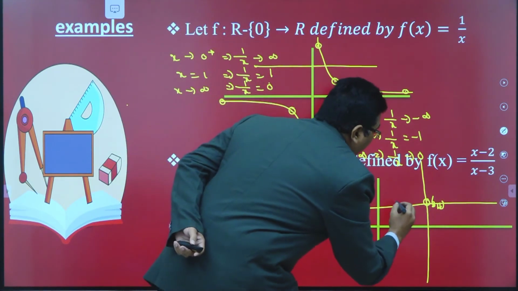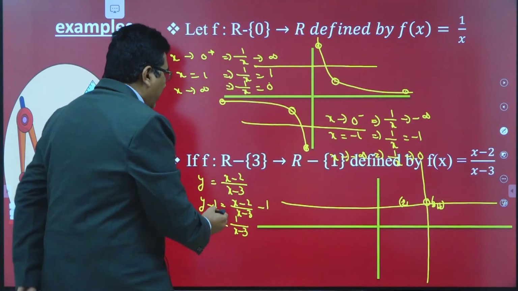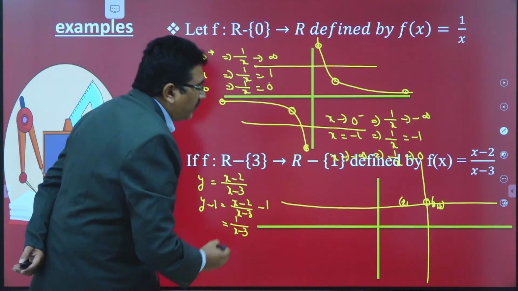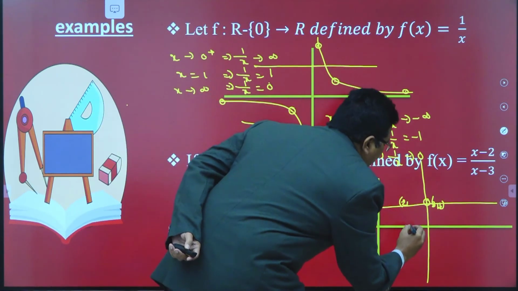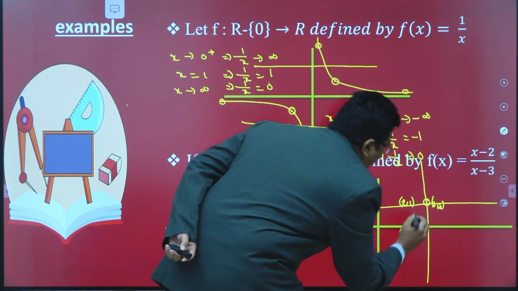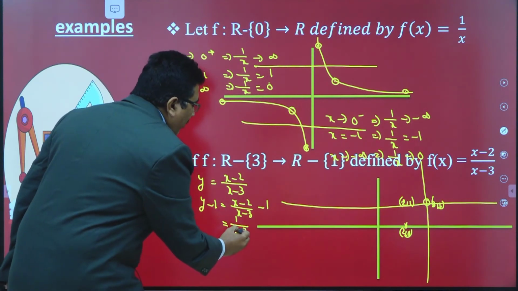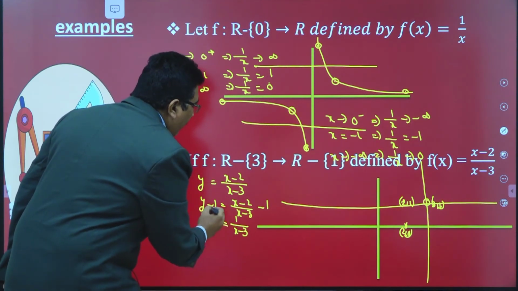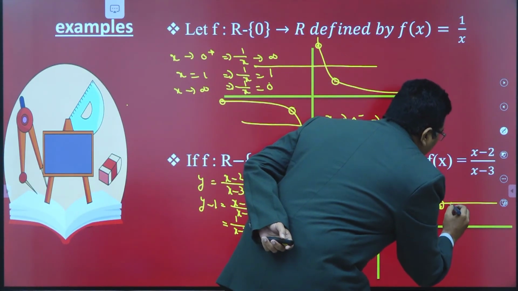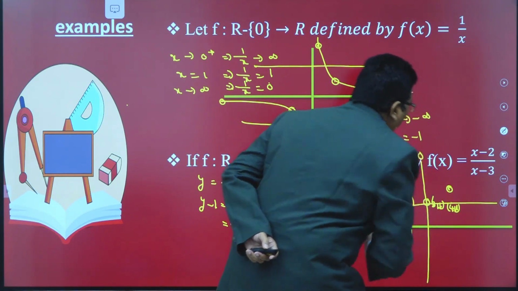Here, put x is equal to 2. y minus 1 is equal to minus 1, y is equal to 0. This is the point 2 comma 0. Also, put x is equal to 4. y minus 1 is equal to 1, y is equal to 2. Now the corresponding point is 4 comma 2.